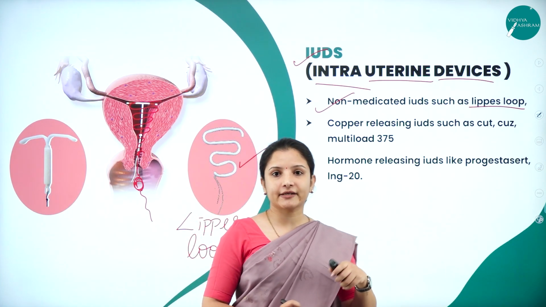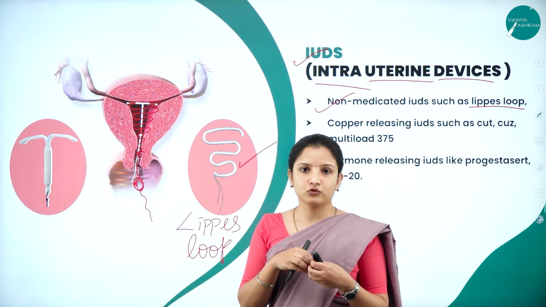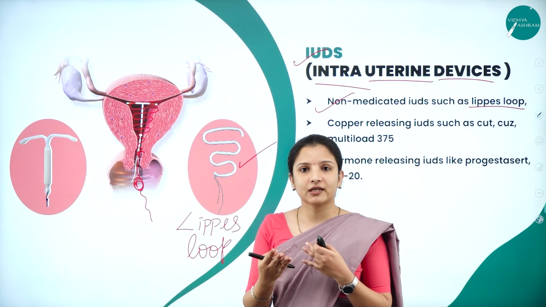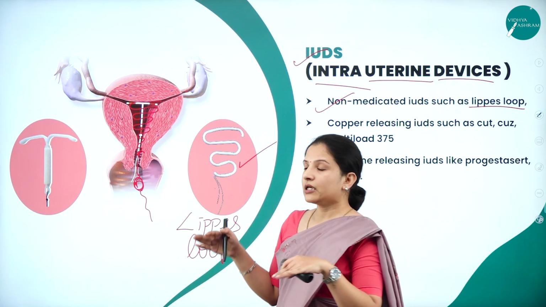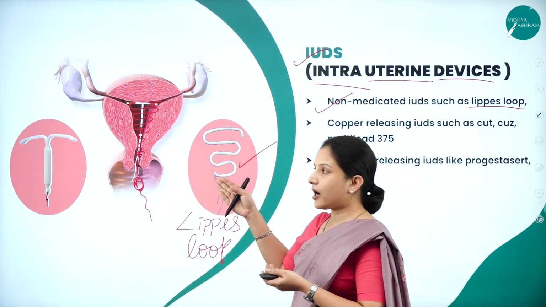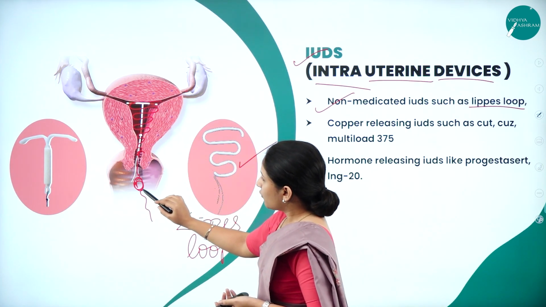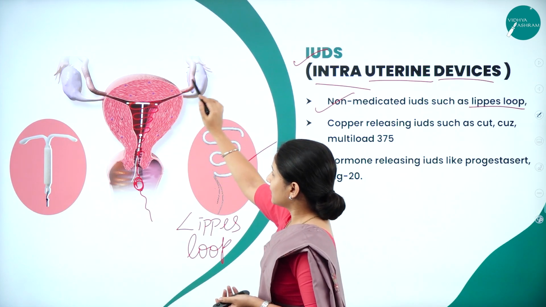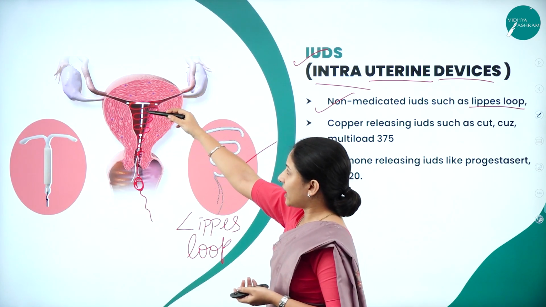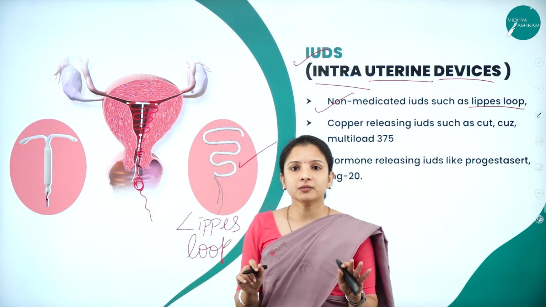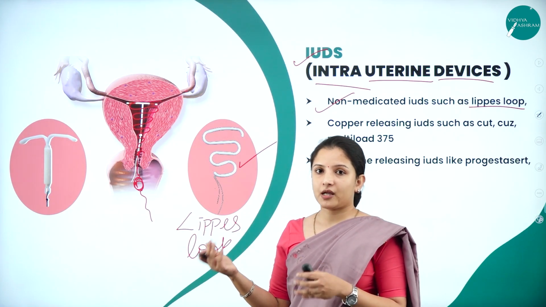So why is it non-medicated? Because some of the IUDs are filled with hormones, and those IUDs will start to secrete hormones. But in this case, nothing like that is used. It is with no chemicals, with no hormones. The only thing is, this Lippes loop will entirely cover the uterus. Therefore, whatever sperm is trying to enter the uterus and reach the ovum or the egg will not be able to. There is no gap at all. Because of no gap, it will not be able to travel. Therefore, the female will not get pregnant, as the sperm will not be able to meet the ovum.